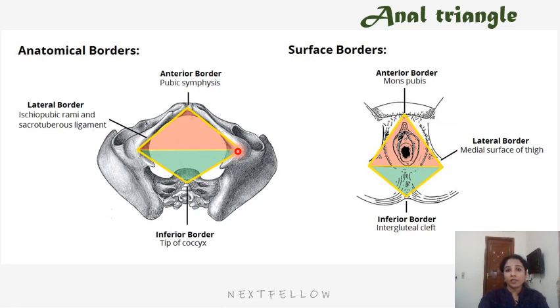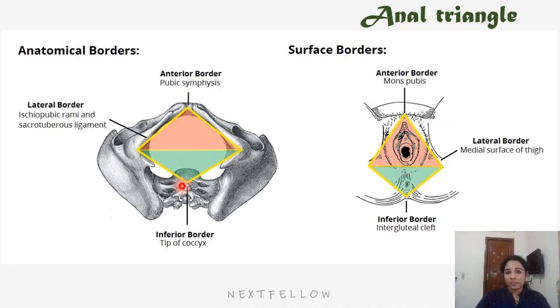Posteroinferiorly on each side we have the sacrotuberous ligaments, and posteriorly the coccyx. Here the sacrotuberous ligaments run from the sacrum to the ischial tuberosity, and posteriorly there is the sacrum. So these are the boundaries of the anal triangle.